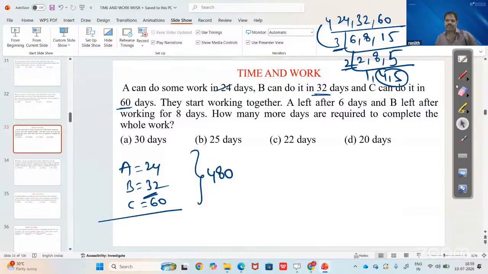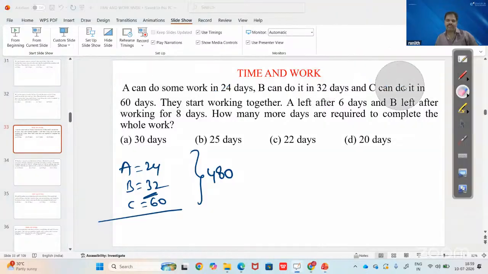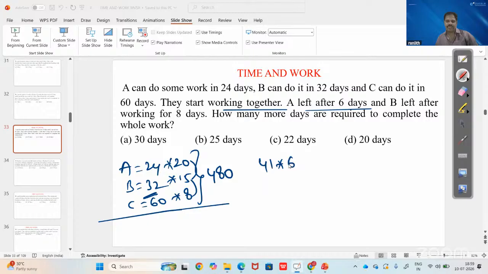So in 24 table, 480 is 20 times. In 32 table, 480 is 15 times. In 60 table, 480 is 8 times. They start working together. A left after 6 days. So sum of these three will be equal to 20 plus 15, 35, 35 plus 8 equal to 43.